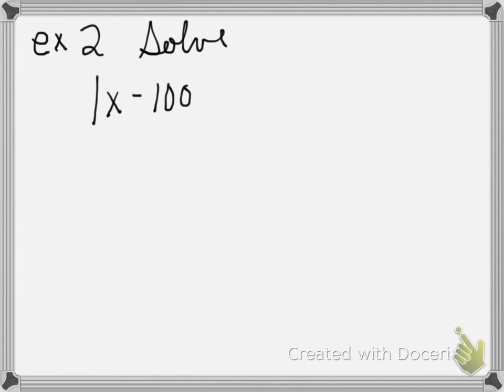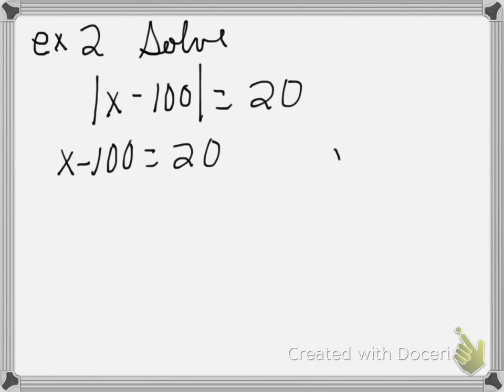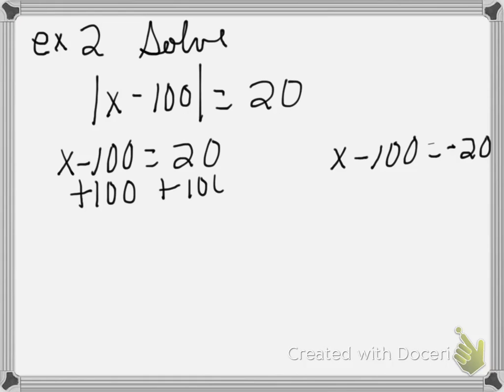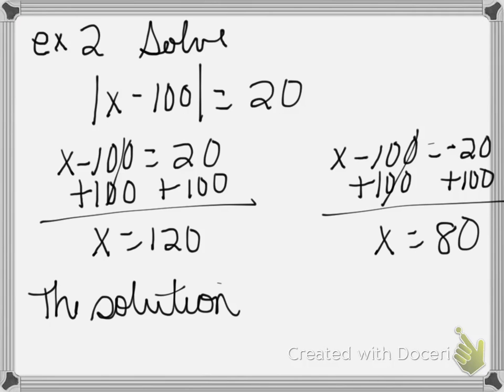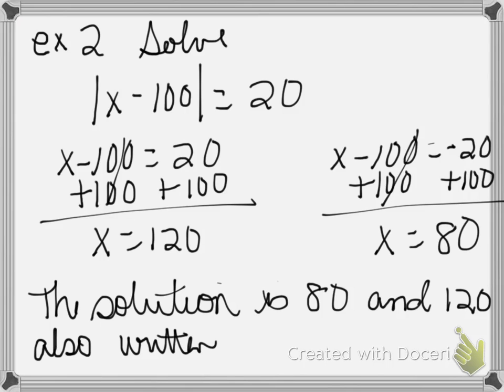Example 2. The absolute value of x minus 100 is equal to 20. Take it out of the absolute value. x minus 100 is equal to positive 20. And then we're going to take it out of the absolute value and set it equal to negative 20. And we solve. And we're going to get two answers. So the solution is 80 and 120. You can also write it as a solution set.